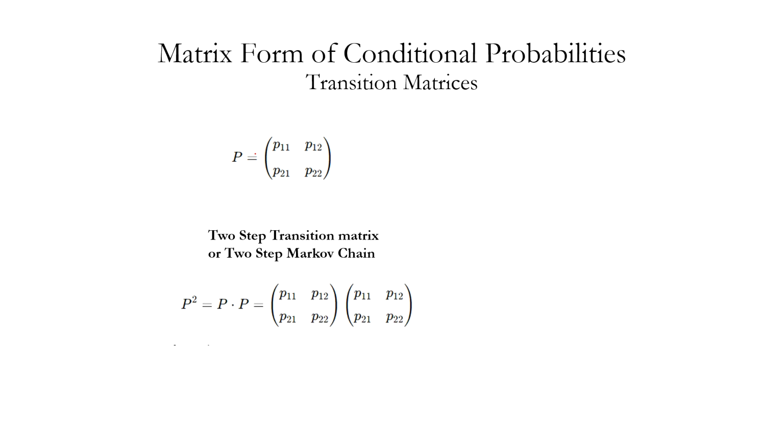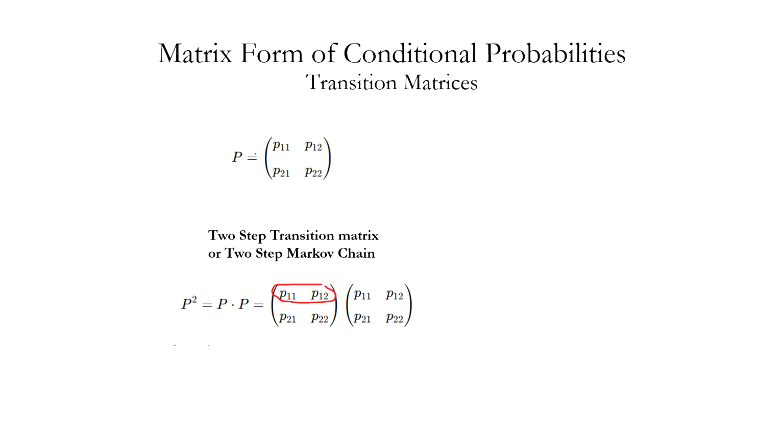So we could put conditional probabilities in matrix form, and these are called transition matrices. Now we've got P is equal to P11, P12, P21, and P22. That's a two-step transition matrix or a two-step Markov chain. Now, if we multiply those two, we get that two-step Markov chain, right?